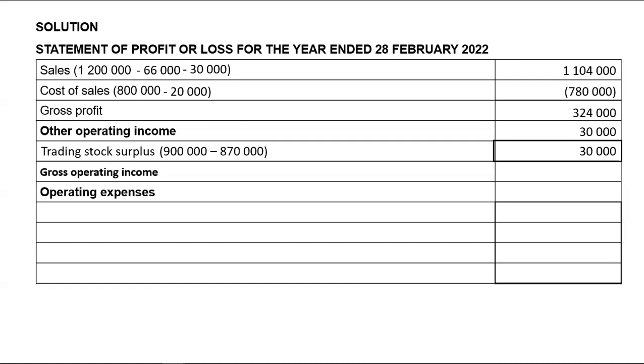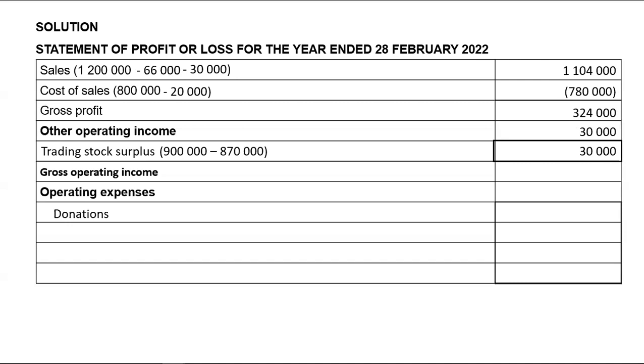You're going to take 324,000, add it with 30,000. So when you take gross profit and add it with operating income, you will get gross operating income, which in this case will be 354,000.